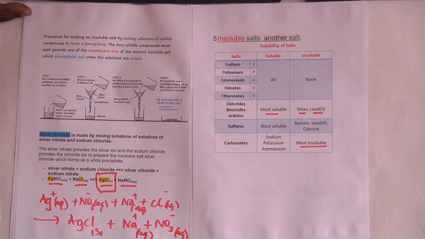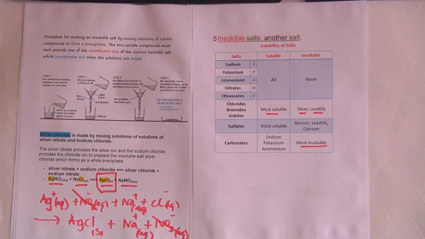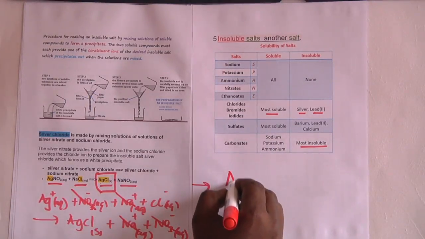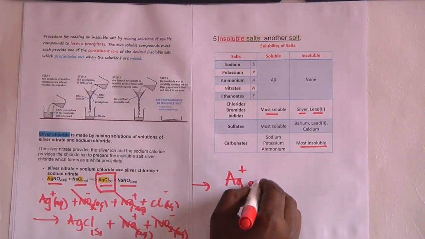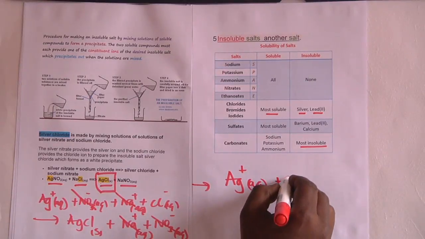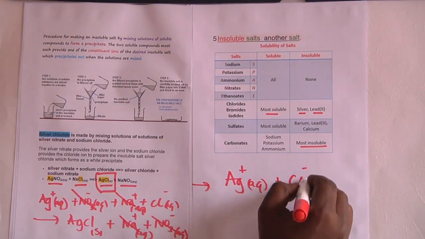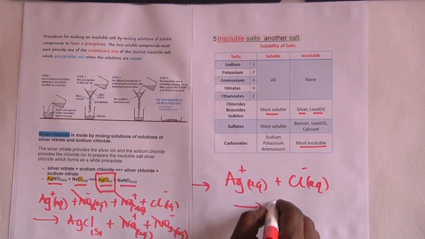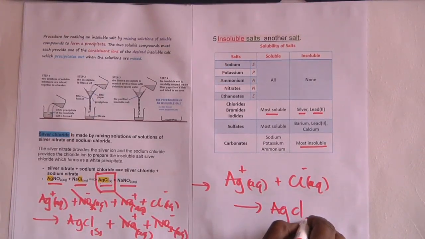Now, if you look at this, you find that the nitrate ion appears on both sides of the equation, so it is a spectator. And also we notice that the sodium ion is appearing on both sides of the equation, it's a spectator. So overall, we have our reaction as the ionic equation: silver ions from one solution and chloride ions from the other solution, which give us silver chloride, which is a solid.